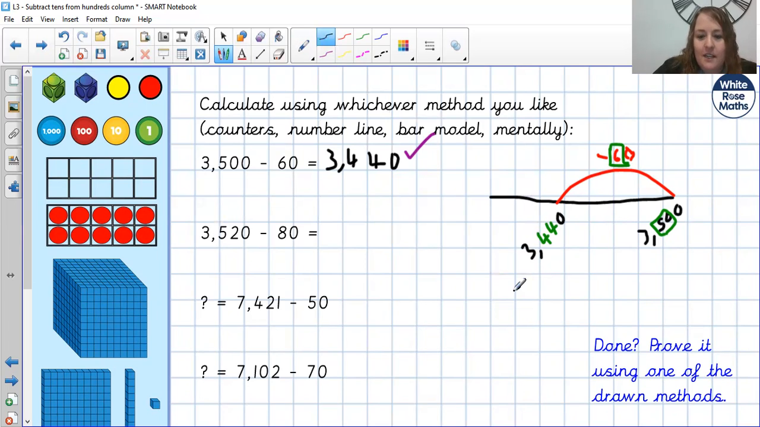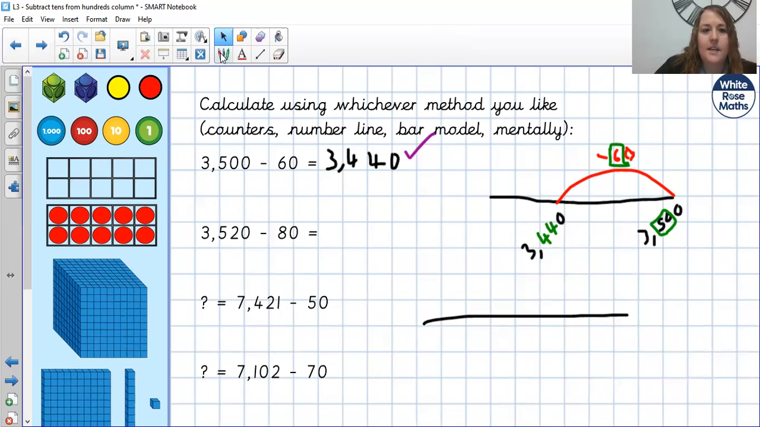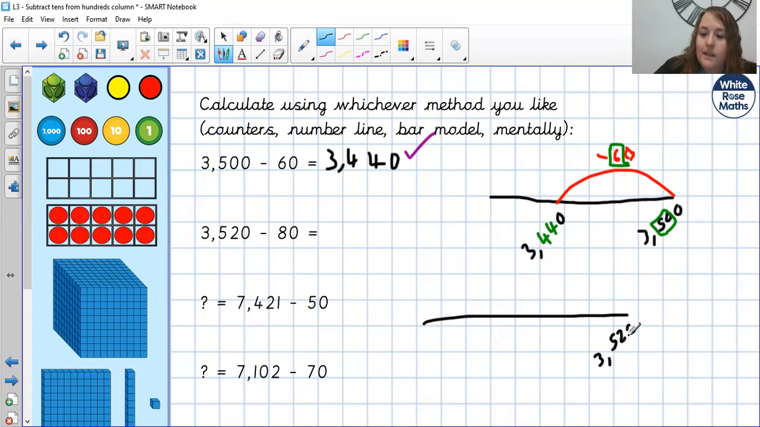Okay, next question. I'm going to do another number line. Oh, it's a very bad number line. And I'm just going to move that writing out the way. Okay, this time I'm starting with 3,520. And I need to be taking away 80. So slightly bigger jump this time of 80. And again, I'm going to get my green out because we've spotted those patterns. I've got 52 in the middle here, and I'm taking away 8 tens.